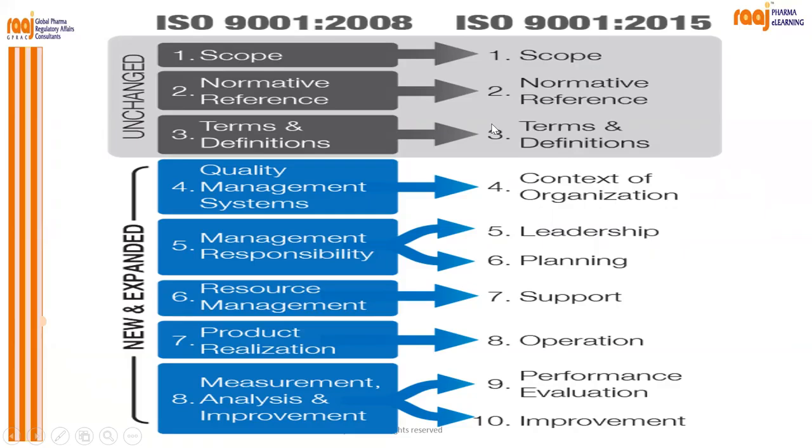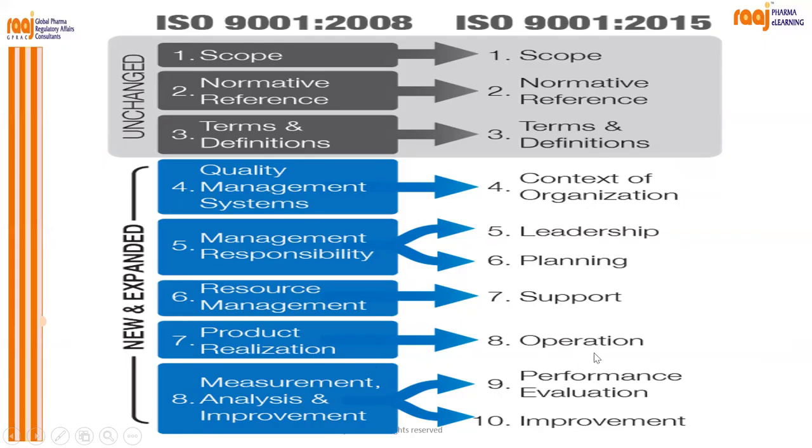But when we talk about the fourth clause, that is quality management system, it has changed to the context of organization. Then the fifth clause, that is management responsibility, has broken down into leadership and planning. Then resource management is support. Now the new terminology is adopted, that is support.